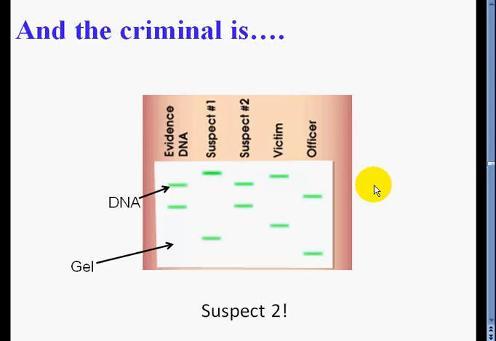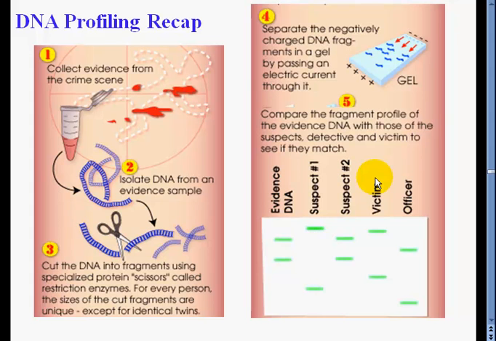Now this was a bit of a simplification. In a real crime scene investigation, they actually compare 13 different restriction enzyme samples just to make sure that there is no statistical reason for a matchup. But the same principles apply. If you were an actual forensic scientist, you would just analyze more DNA.